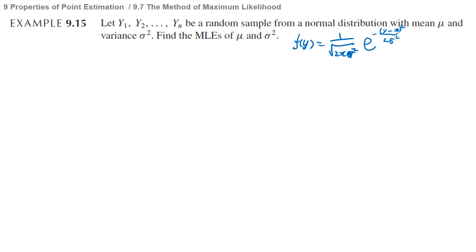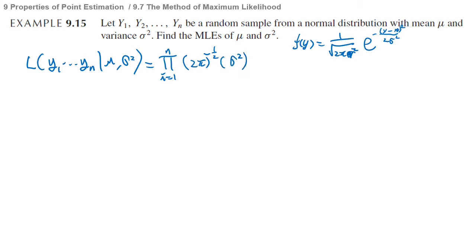Okay, and so the likelihood of data y1 to yn given mu and sigma square is the product of each density function. Since y1 to yn are independent, the likelihood of the data, how probable the data is, is the product of density functions. And so this is (2 pi) to the minus 1 over 2, sigma square to the minus 1 over 2, and e to the minus (yi minus mu) square over 2 sigma square.